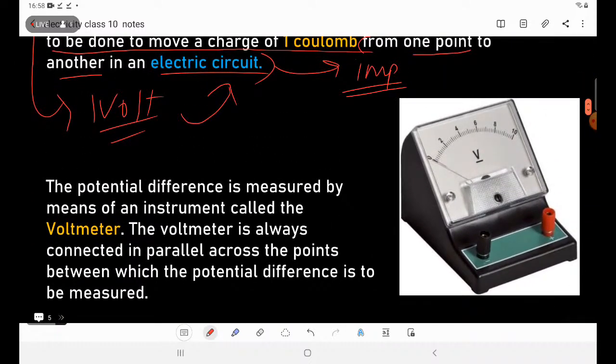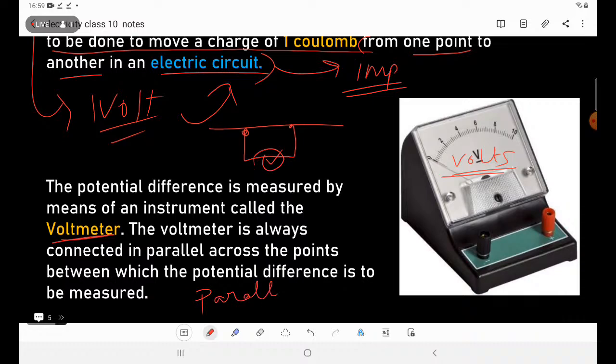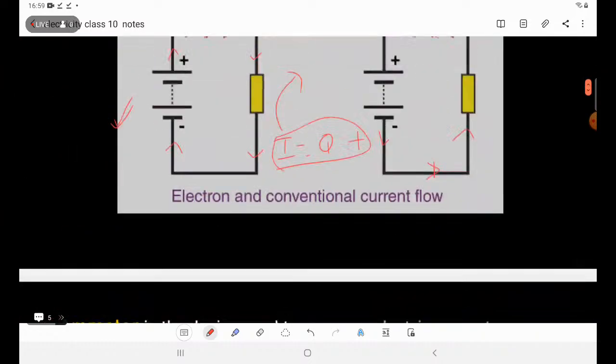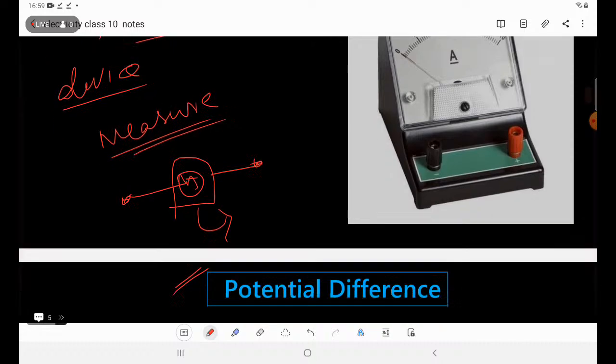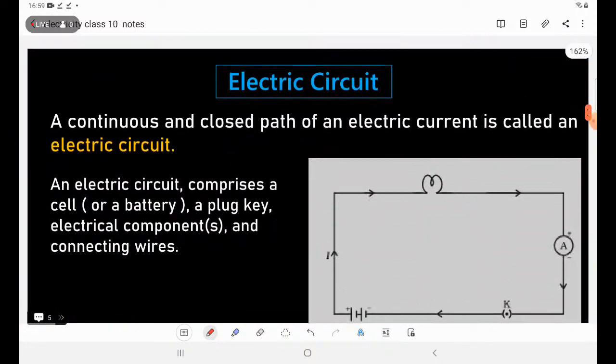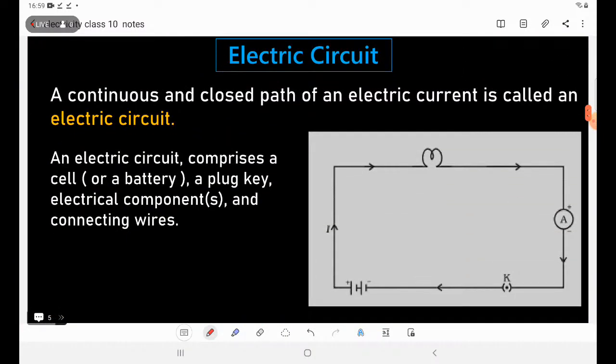How to measure volts? Volts are measured by a voltmeter: ammeter for the current, and voltmeter for the voltage, checking the voltage between 2 points. The voltmeter is connected in parallel, while the ammeter is connected in series. Why? Because it is the device used to measure the current, so it should get all the current. That is the difference between voltmeter and ammeter.